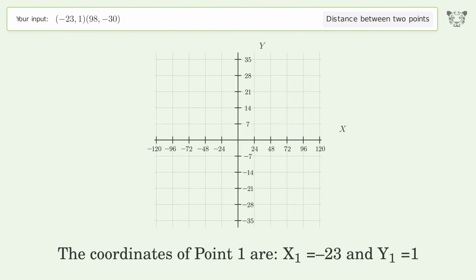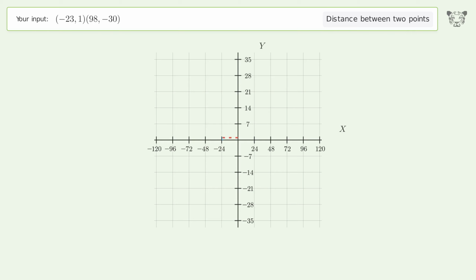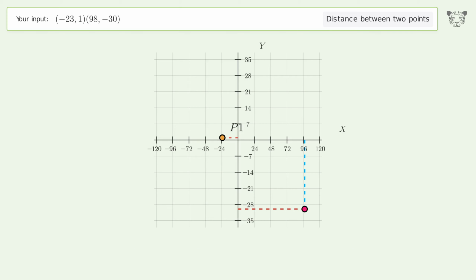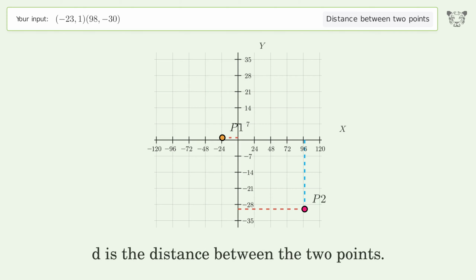The coordinates of point 1 are, x1 equals -23 and y1 equals 1. The coordinates of point 2 are, x2 equals 98 and y2 equals -30. D is the distance between the 2 points.